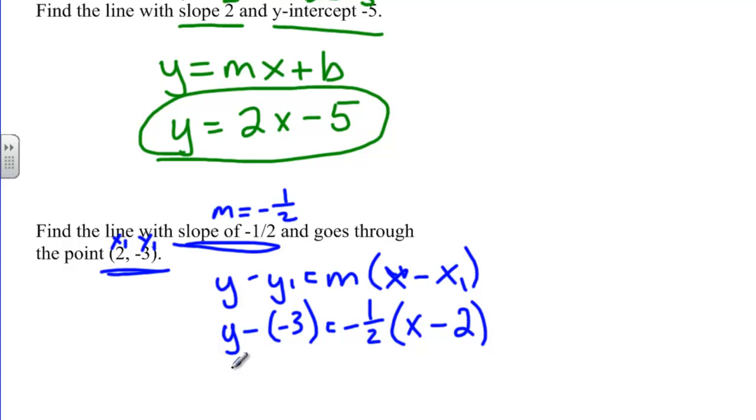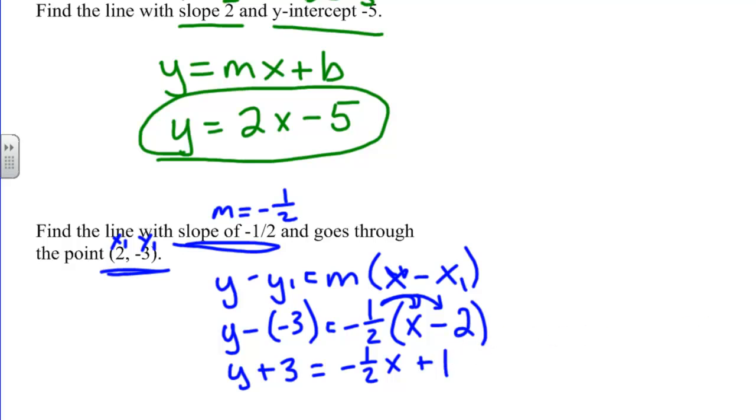So we're going to say y plus 3, because minus a -3 is positive. And I'm going to distribute this -1/2. So -1/2 times x is -1/2 x, and -1/2 times -2 is a positive 1.